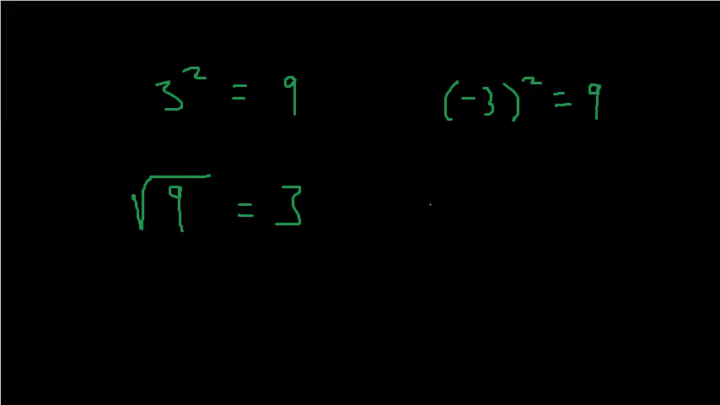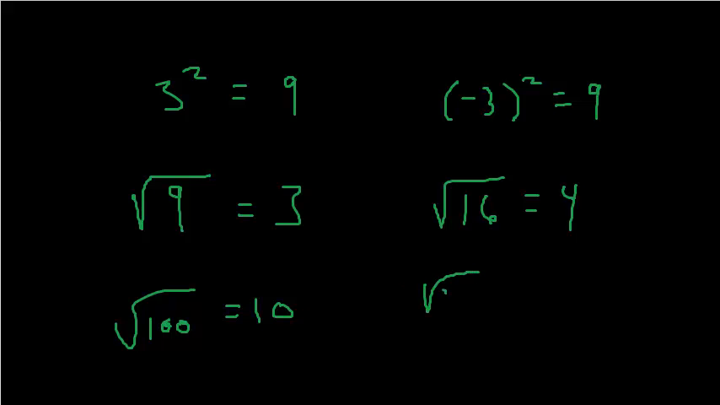So other square roots: the square root of 16 would be 4, the square root of 100 would be 10, the square root of 81 is 9. There are an infinite number of perfect squares. These are called perfect squares because their square root is a whole number. Not everything is a perfect square.